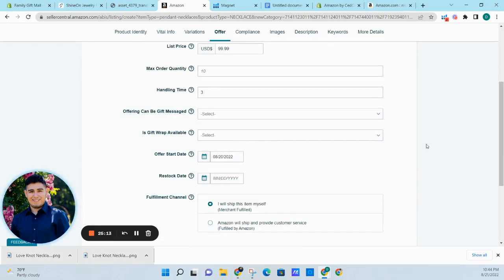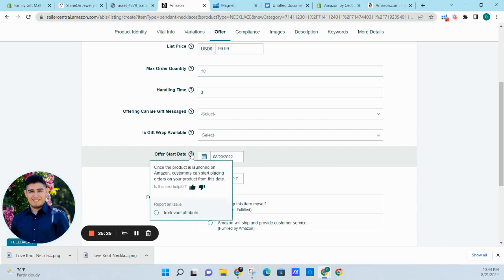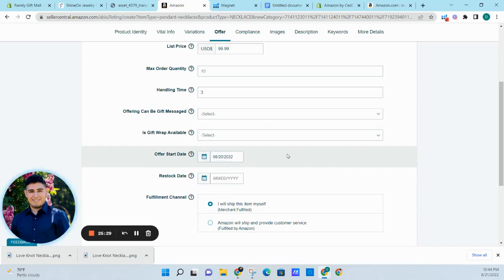Next, you want to put the day before as your offer date, so your listing is active starting today, but you're saying that you just started your offer yesterday, so it's a very new product, a brand new edition, something innovative, right? Then you want to say, I will ship this item myself, because you're shipping it yourself, right? ShineOn is doing it for you.